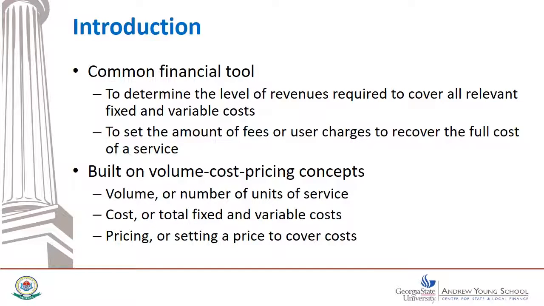Break-even analysis uses the concepts of volume, cost, and pricing to provide useful information. Volume is the number of units of service, such as shots given. Cost refers to the total of both fixed and variable costs. Another module will go into more detail on fixed and variable costs. Pricing is the use of volume and cost to determine a price for the service. That per unit price could be charged to a client or used as justification for central government funding or for donor funding.